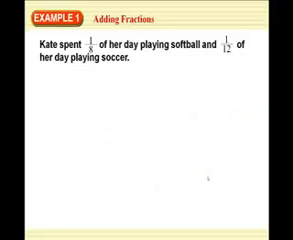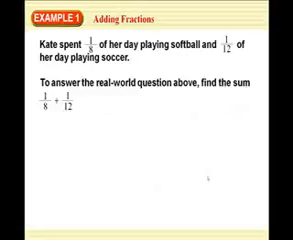So let's do some. Kate spent 1/8 of her day playing softball and 1/12 of her day playing soccer. To answer the real world question above, which I believe is probably at the very top of the page, it says, what fraction of the day did she spend playing sports? So we have softball and soccer, so 1/8 plus 1/12. And like I said, I like to write them like this.